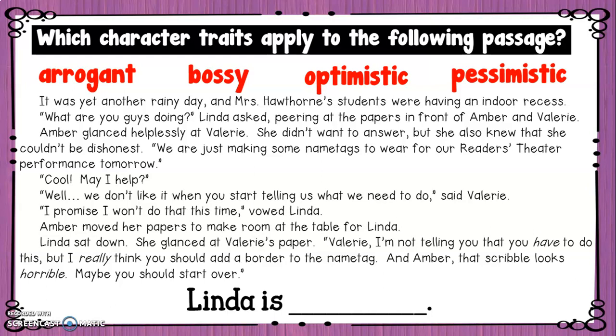Amber moved her papers to make room at the table for Linda. Linda sat down. She glanced at Valerie's paper. "Valerie, I'm not telling you that you have to do this, but I really think you should add a border to the name tag. And Amber, that scribble looks horrible. Maybe you should start over."